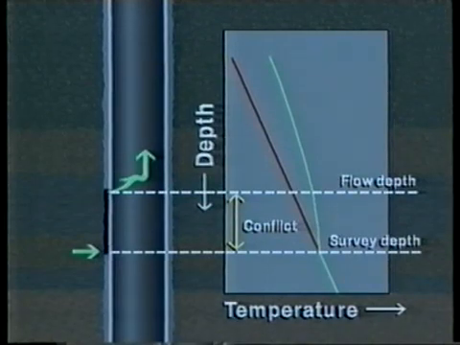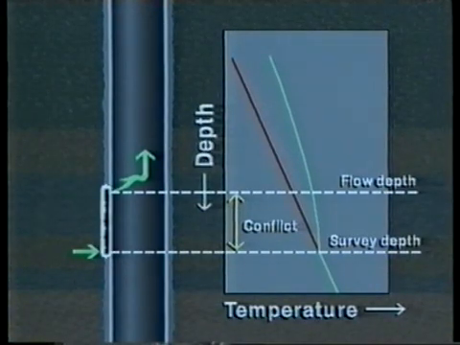Since the temperature log detects changes both inside and outside the casing, it shows the actual depth of entry from the formation. The flow meter detects fluid movement only inside the casing, so it shows where fluid is entering the wellbore at the perforation. Based on these facts, a behind-pipe channel is a reasonable explanation for the conflicting information.